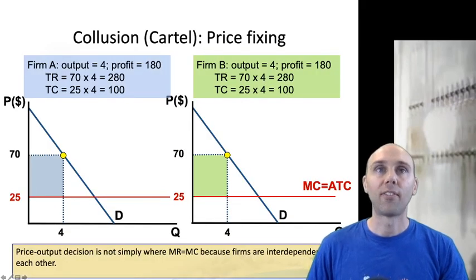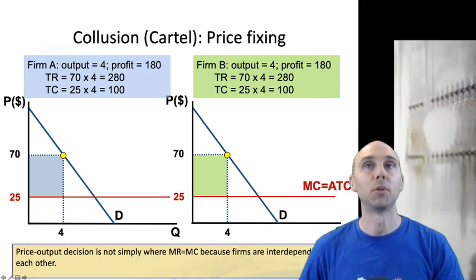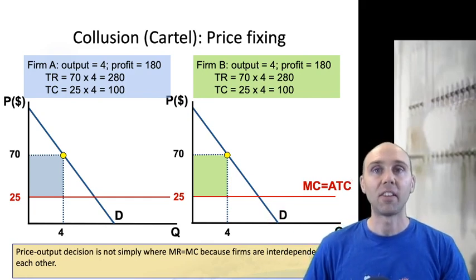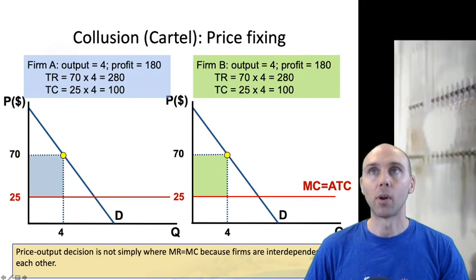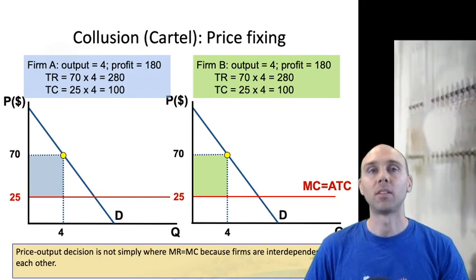And we can divide up the graph like this so that we can consider it from the individual firm perspective. And if they stick to this, they do quite well. Notice that they are not actually setting marginal cost equal to marginal revenue from their own individual point of view, because the two firms are not independent of each other.